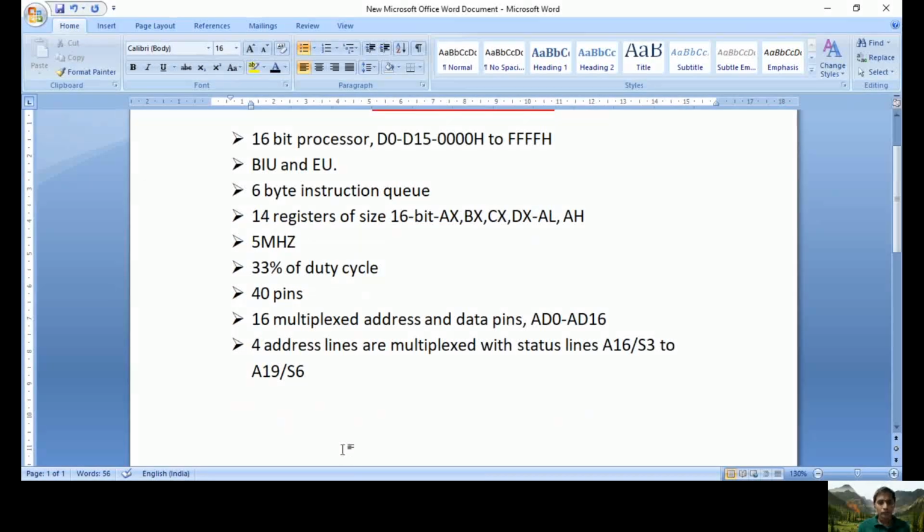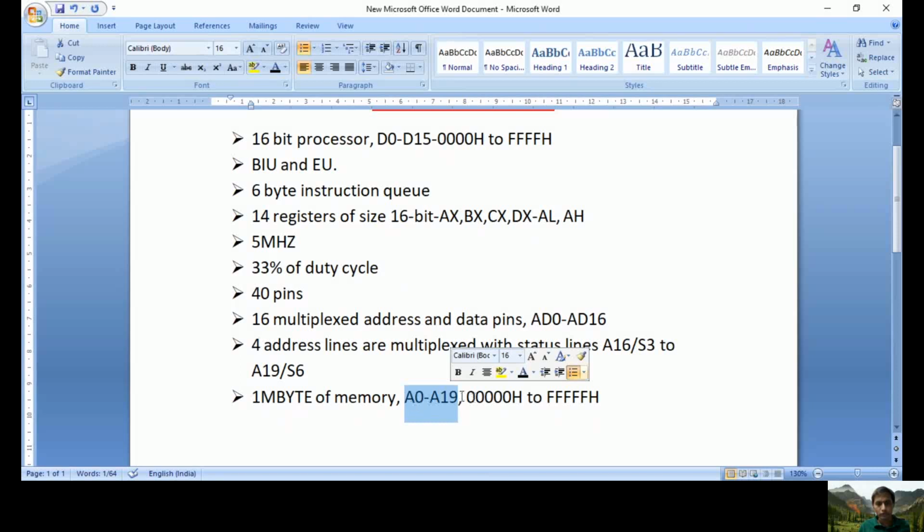Okay, so because of 20 address lines, the 8086 can access 1 megabyte of memory. Why 1 megabyte? It's 2 power 20, and 2 power 20 is 1 megabyte. So 20 address lines means A0 to A19. The memory address range is 00000H to FFFFFH. For example, if you consider A0 to A19, all are zeros, 20 zeros.